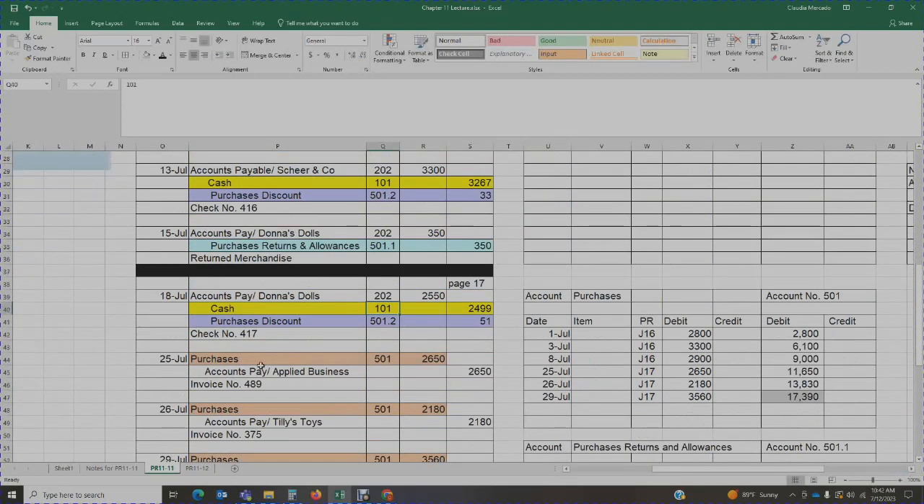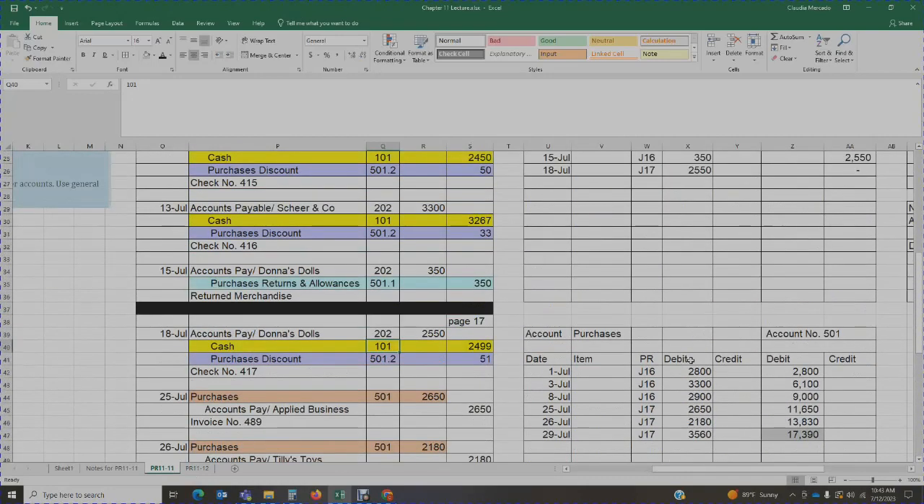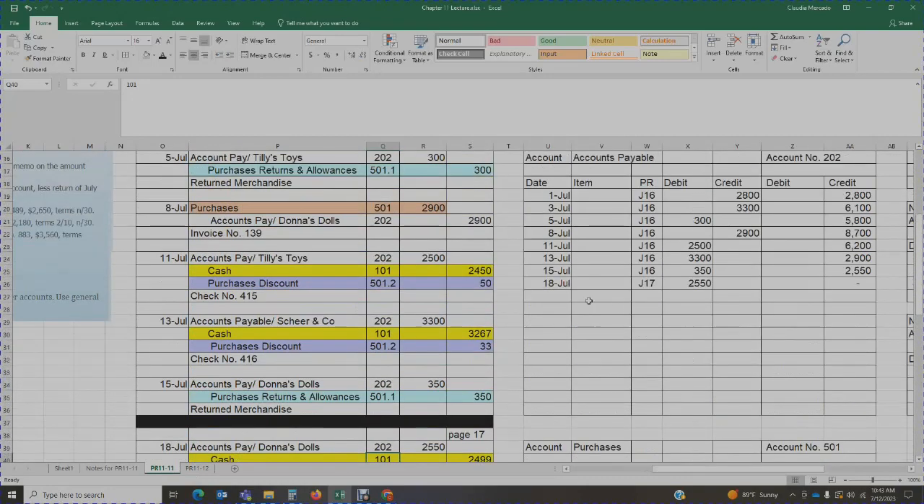Okay. Then on the 25th, I have a purchase that I made on account. Accounts payable got credited $2,650. Okay. This is happening on the 25th. And we've got a credit of $2,650. So my balance will be a credit of $2,650.